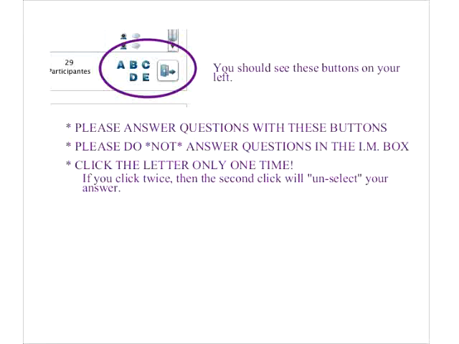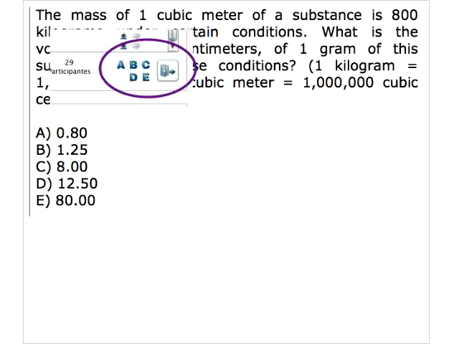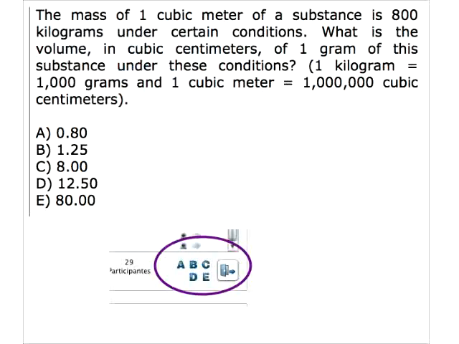What I've seen is blinking letters, which means that people are clicking on these things 10,000 zillion times. You just have to click it once. If you click it twice, it'll go away. All right, let's go ahead and get started. And again, please use the buttons. Please do not answer in the text box. Here's your first problem. I will give you a timer, and we'll get going.